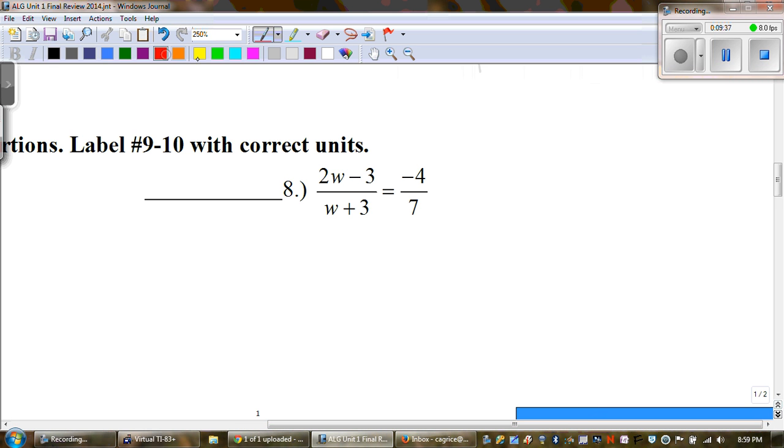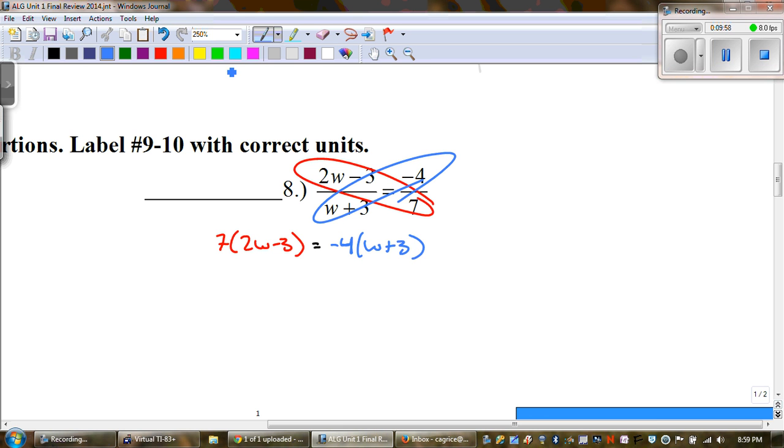Number 8, we're going to do the same thing, okay? Cross multiply. We have 7 times 2w minus 3 equals, then we have negative 4 times w plus 3. So on the left side, 7 times 2 is 14w minus 21 equals negative 4w minus 12.